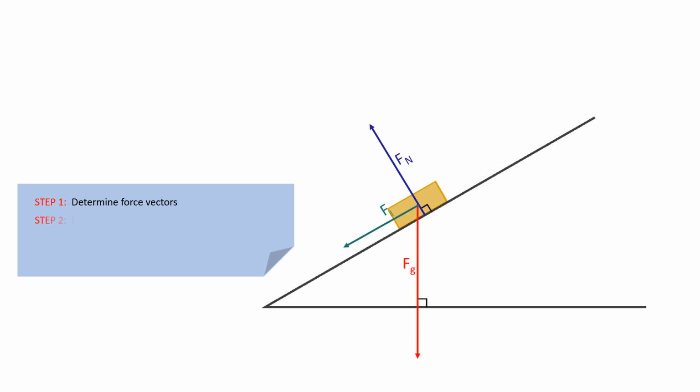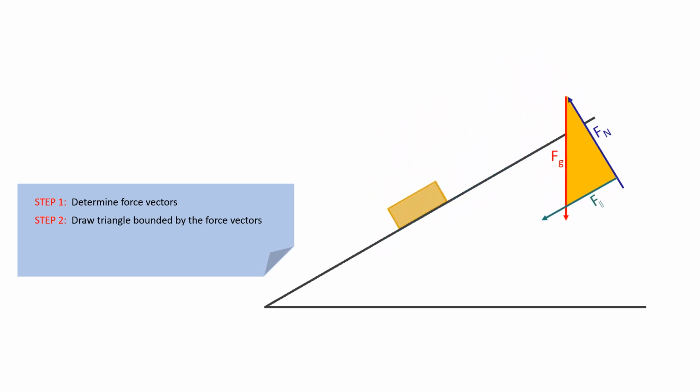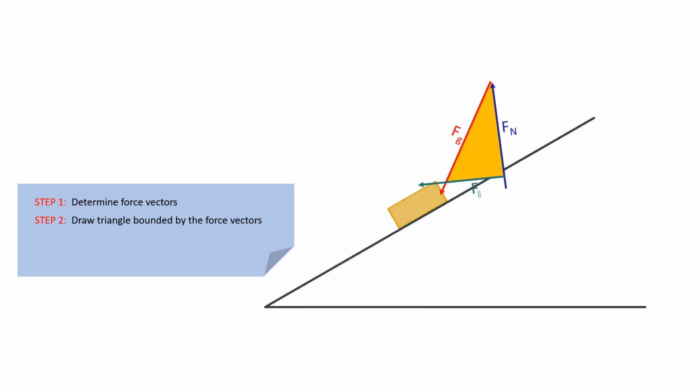Step 2 is to shift vectors parallel to their original positions in order to create a triangle bounded by the three forces. This will always be a right triangle. I like to work with a triangle that touches the incline. Actually, it can be drawn absolutely anywhere. It can even be drawn upside down. But for now, we'll work with this configuration and in this position.